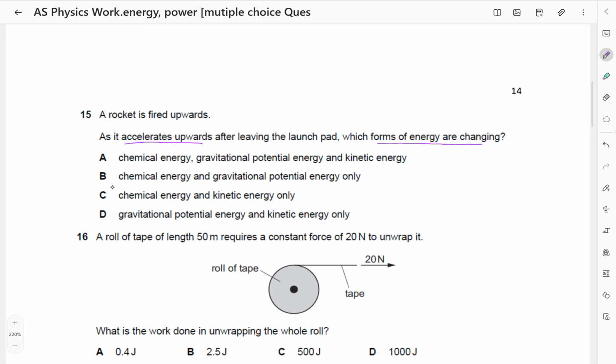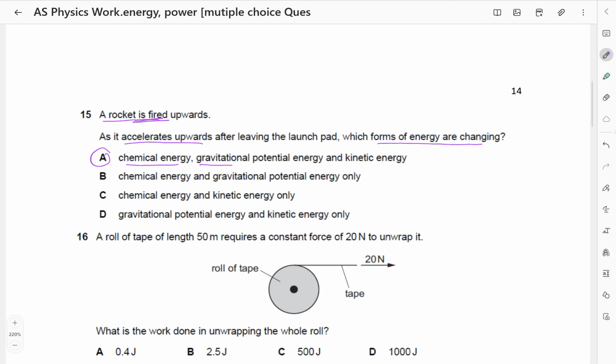And because it is a rocket which is fired, there must be a change in chemical energy, which provides the rocket with energy to move upwards. So this means our answer is most likely going to be A. There is a change in chemical energy as the rocket moves upwards, since by Newton's third law, the exhaust gases going downwards will be propelling the rocket upwards.